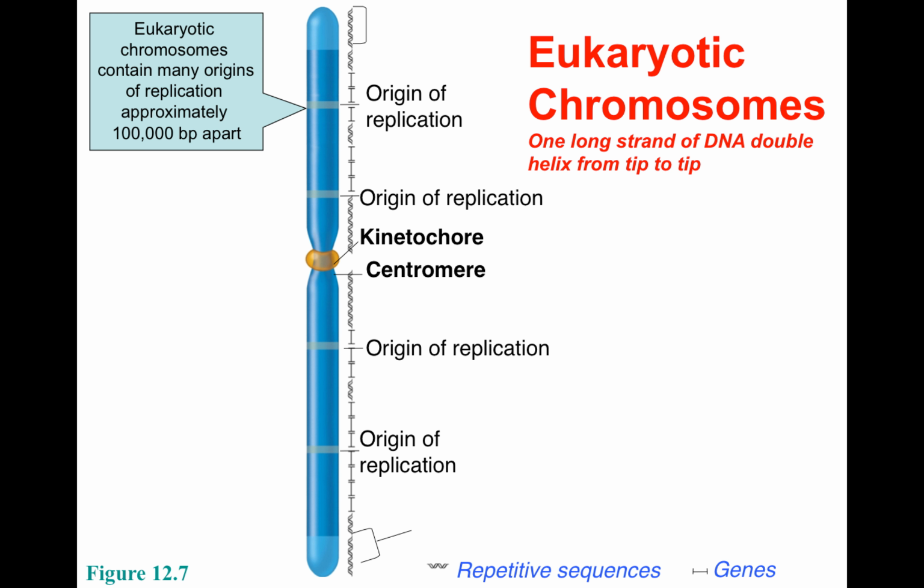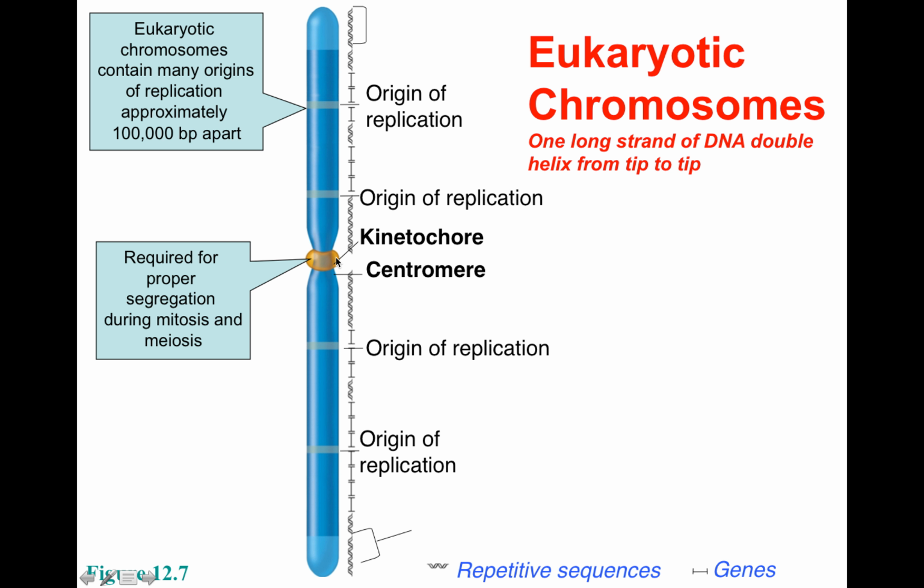In the middle of the chromosome, we have a structure called the kinetochore. The kinetochore is a collection of proteins that's bound at the centromere, which is the region of the DNA or the chromatin to which these proteins are bound. These, of course, are required for proper segregation of chromosomes during mitosis and meiosis.